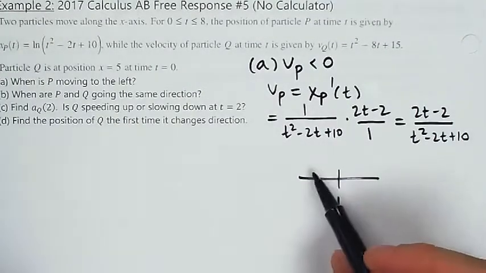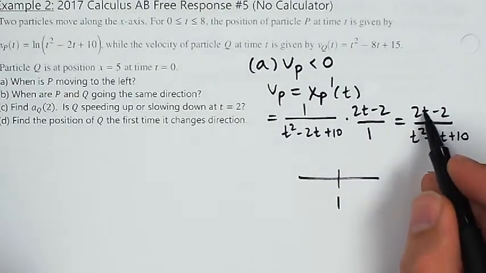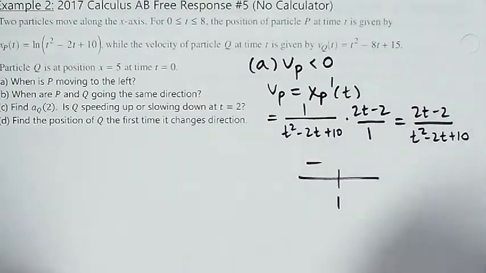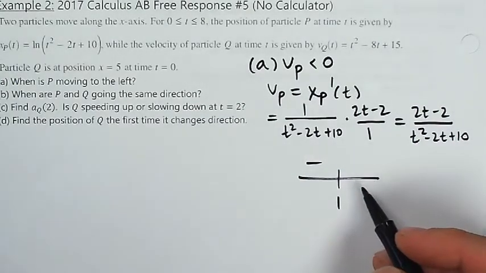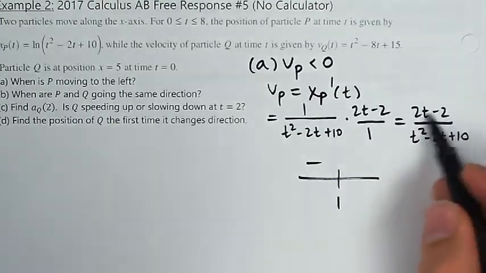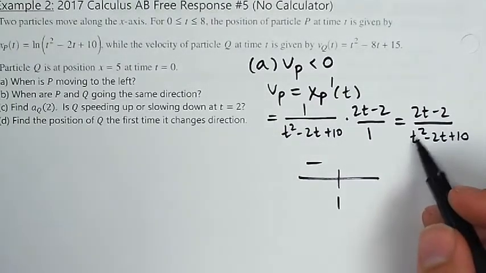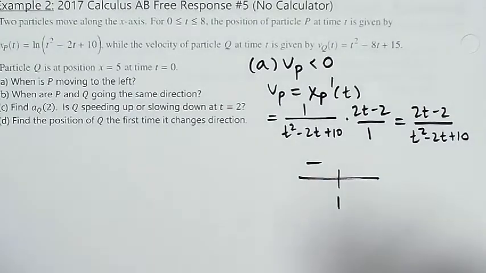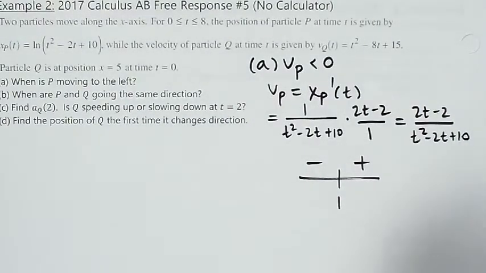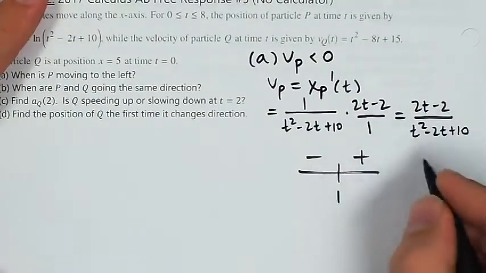So I'm going to plug in t equals 0 to figure out what is the sign of velocity of P. When I plug in t equals 0, I get negative 2 over positive 10, which is a negative number. And when I plug in something bigger than 1, like, I don't know, say 100, 200 minus 2 is 198. This thing is always positive, but you could check, if I plug in 100, I get 10,000 minus 200 plus 10. Very positive. Positive over positive is positive. And I'm going to say it's moving to the left when velocity of P is negative, which happens to be when t is less than 1.